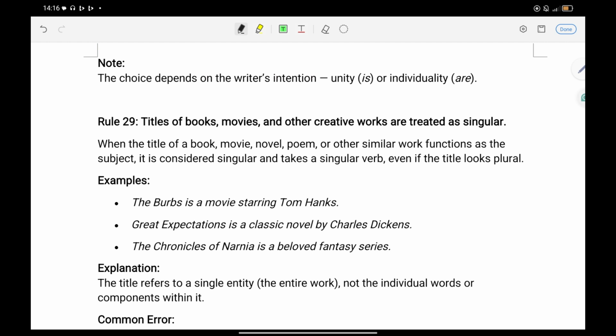Also, we have another rule, Rule 29. Titles of books, movies, and other creative works are treated as singular. It doesn't matter what the title is. As long as it's a title, it is singular.